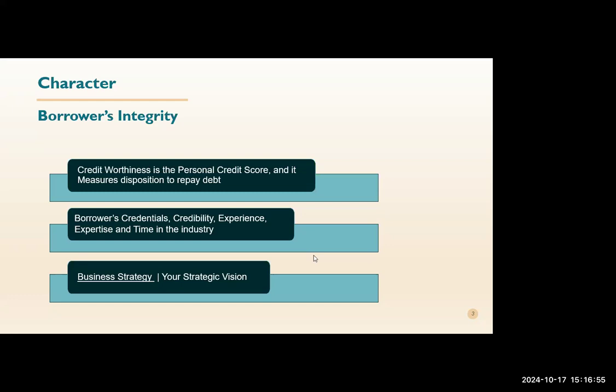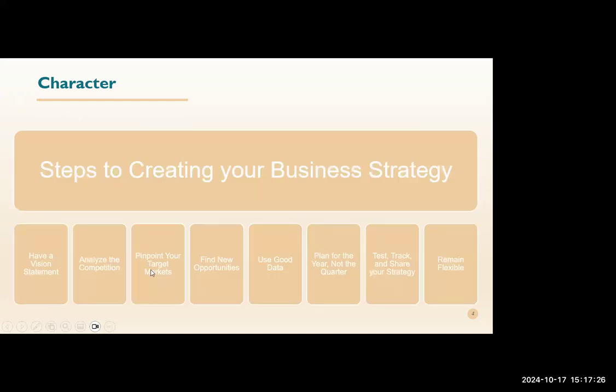So character is very important, but keep in mind, it's not the only thing we're going to be looking at today. Credit worthiness is the personal credit score, and it's a measure we use to determine if you can repay debt. It's going to be your credentials, your credibility, your experience, your expertise, and your time in the industry. An important aspect is also, what's your business strategy? How are you planning to pay me back? Again, character is kind of subjective, so just keep that in mind as we go through the other ones.